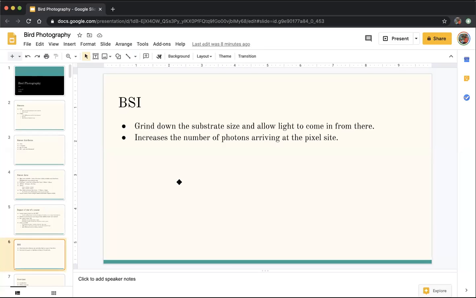So from a manufacturing perspective, it's a more challenging process. But then what it does is now the light has nothing else impeding it. It just has to get through that size into there's no metal on that side.